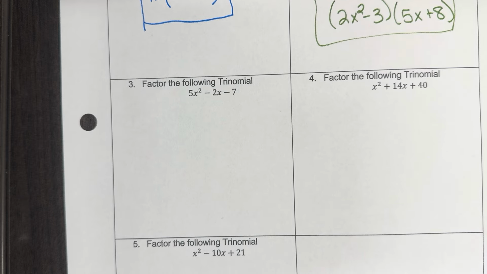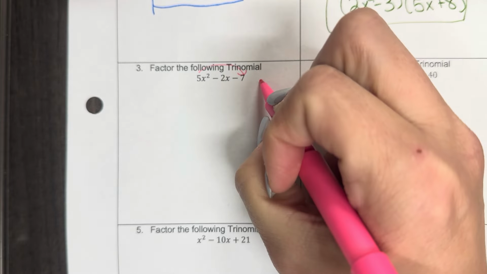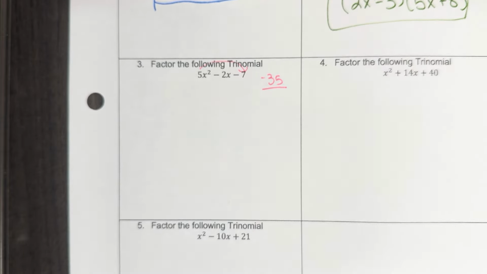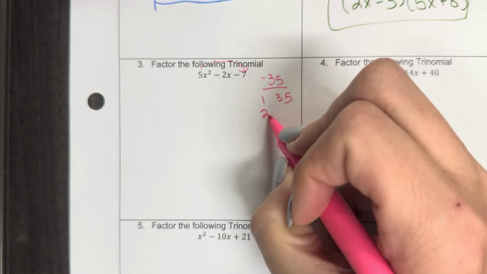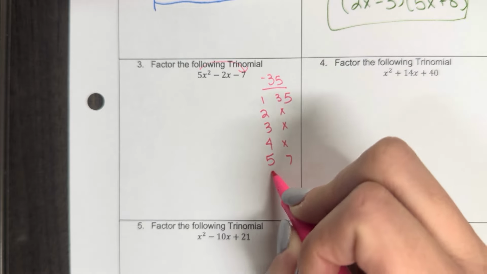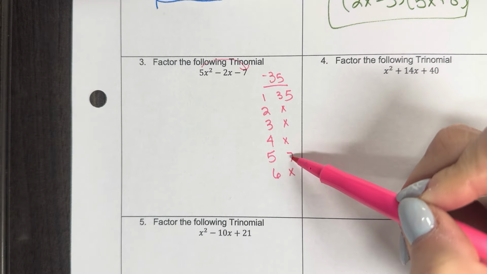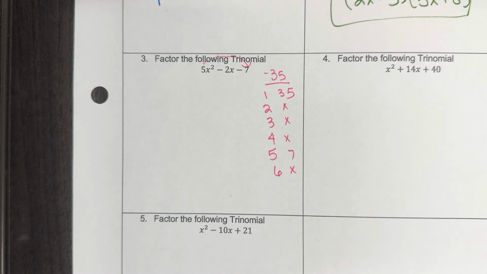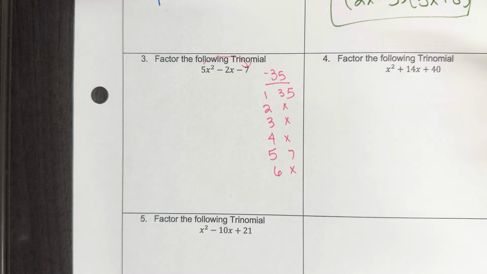Number 3, I am factoring a trinomial. So I need to take 5 times negative 7, which gives me a negative 35. Then I start making my list. So 1 and 35, 2 and nothing, 3 and nothing, 4 and nothing, 5 and 7, 6 and nothing. The next number I would write down is 7, and 7 is already over here, so I know I have my full list. Now, I need numbers that multiply up to negative 35. To multiply to a negative, we need 1 positive and 1 negative. We need 1 of each.